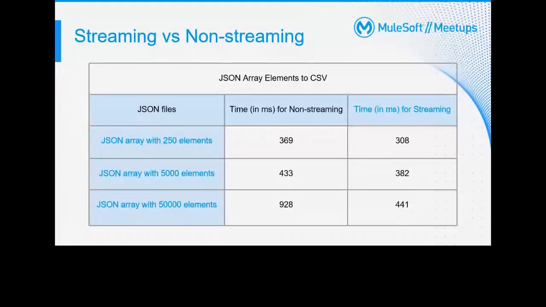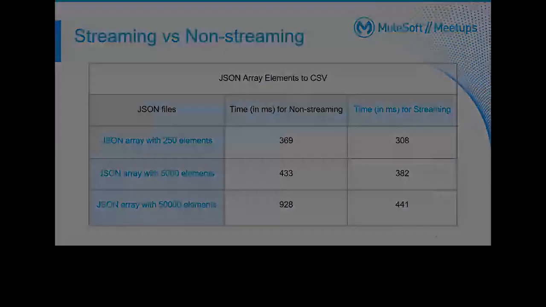Then JSON array element to CSV. One is a JSON array with 250 elements. You are getting 369 milliseconds for non-streaming and 308 for streaming. Then for 5,000 elements 433 and 382 for non-streaming and streaming respectively. And for the JSON array with 50,000 elements, you are getting 928 and 441 for non-streaming and streaming. So it means roughly double the time is taken in the case of non-streaming.